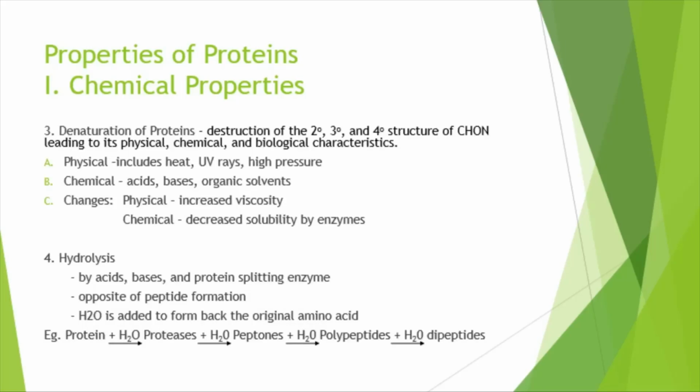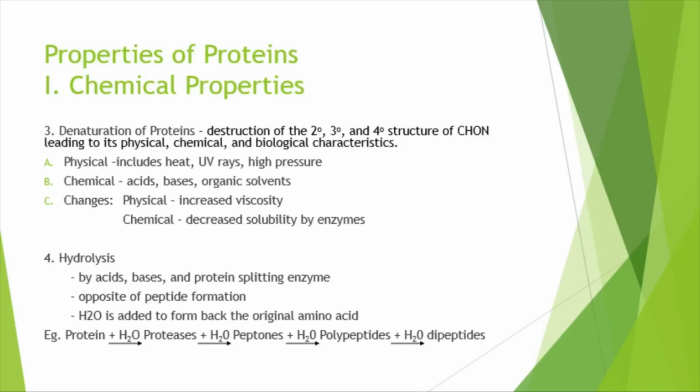Next, we have here your denaturation of proteins. When we say denaturation of proteins, this is the destruction of the secondary, tertiary, and quaternary structure of your proteins that leads to changes in its physical, chemical, and biological characteristics. Okay, so this is the destruction of structures because we have different organizational structures of your proteins, but the primary one is not being denatured.